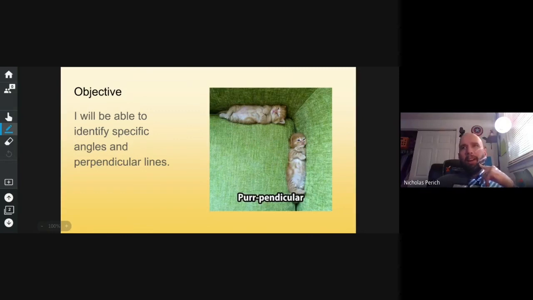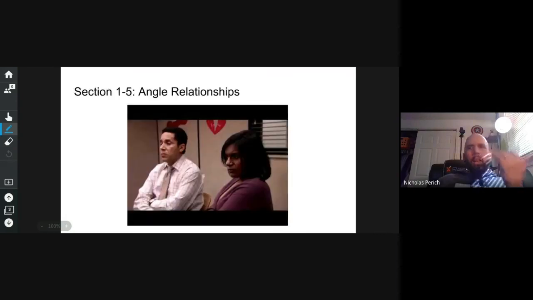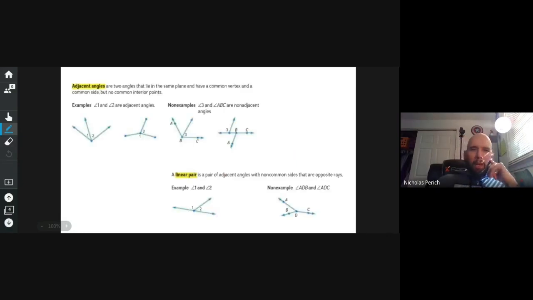Look at these cats. Look at them. They're perpendicular. Now, it was supposed to be a video of The Office when they say relationships. We don't need no stinking relationships, but, you know, it didn't work, so forget it.